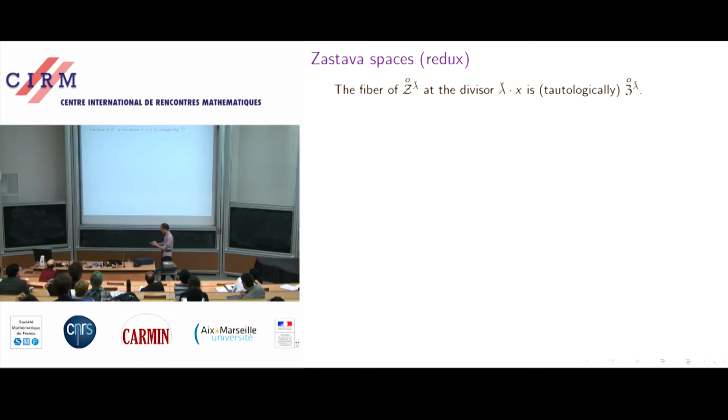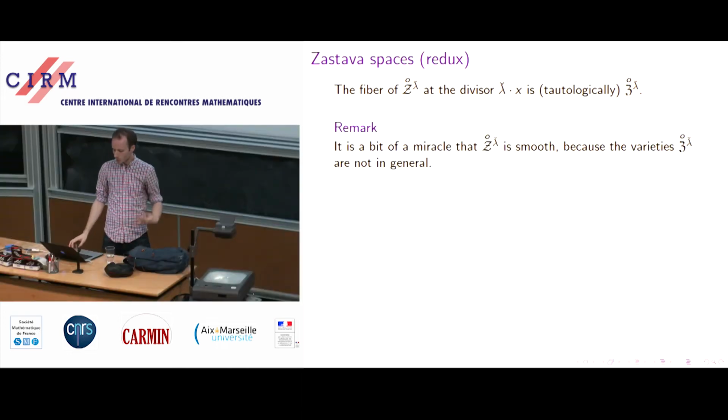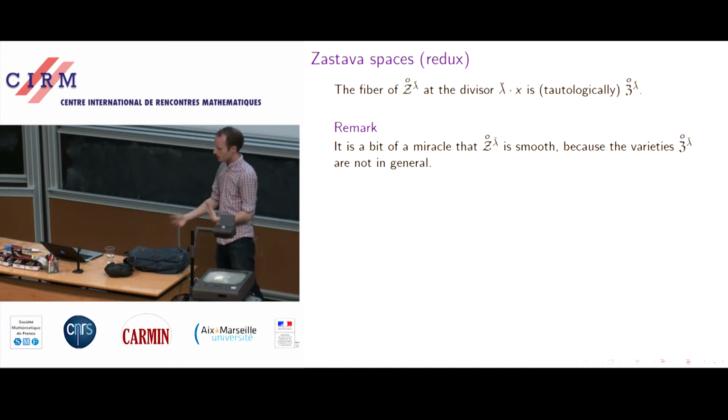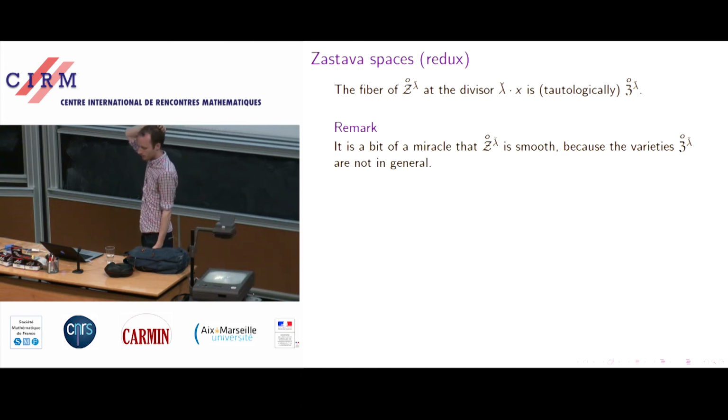So first of all, I have this map from this open Zastava space down to the space of divisors. And if you think out what the definitions are, remember, affine Grassmannians parameterize G bundles trivialized away from a point. In these Zastava spaces, everything's trivialized away from some finite set of points. So if the divisor is concentrated at a single point and you chase the definitions, what you'll see is that you're just recovering this earlier notion of Zastava space. So one thing is that it's a bit remarkable that this open Zastava space is smooth because these intersections in the affine Grassmannian have no reason to be.